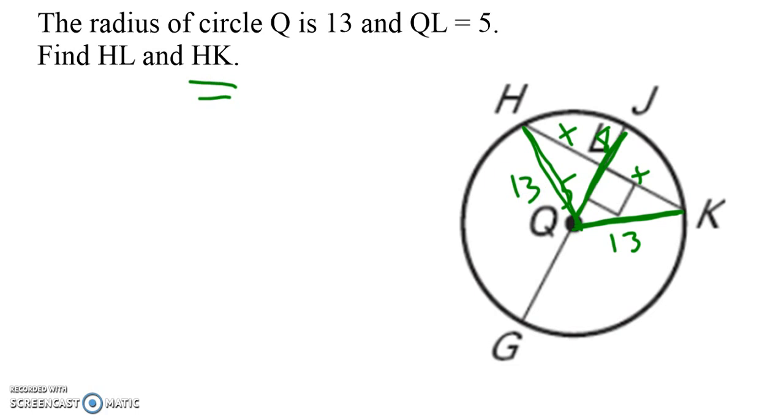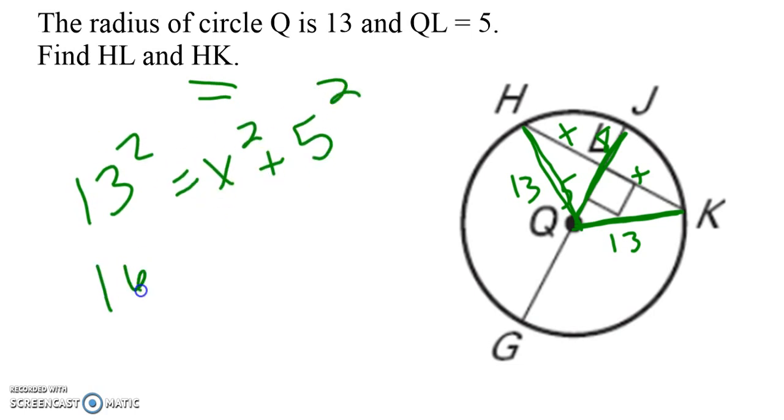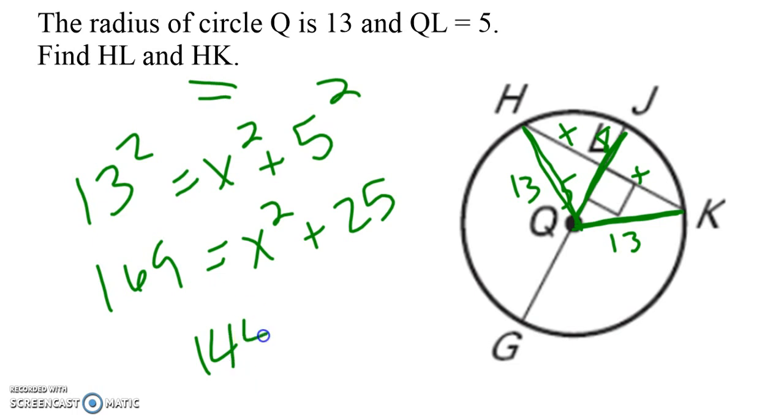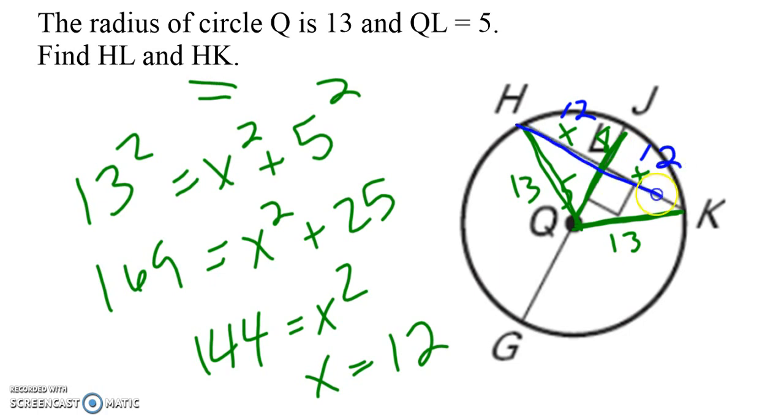And once I have that set up, then it's Pythagorean theorem using 13 squared, x squared, and 5 squared. So I get 169 equals x squared plus 25. I get 144 equals x squared, and x is 12. And then just remember, if that was 12, that this would be 12 and HK would be 24.